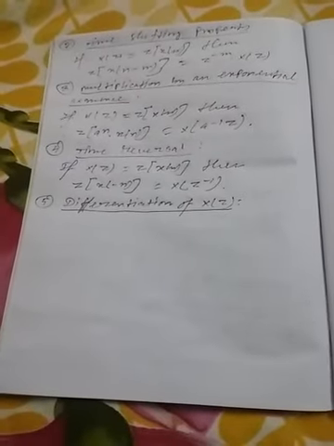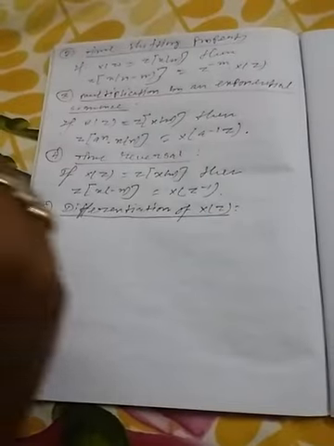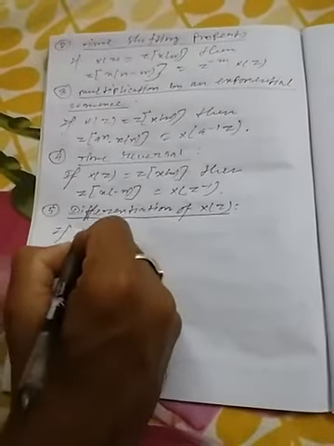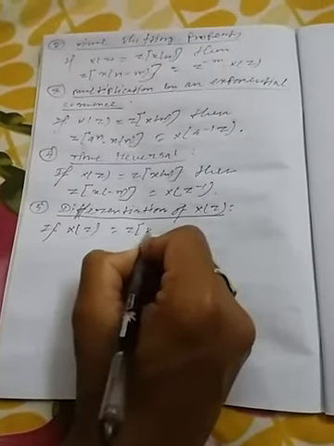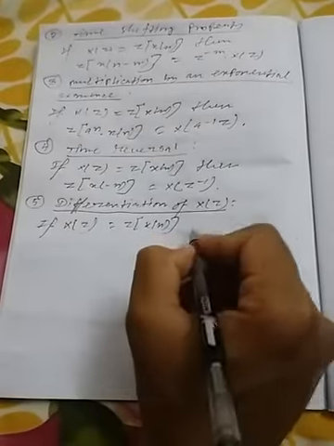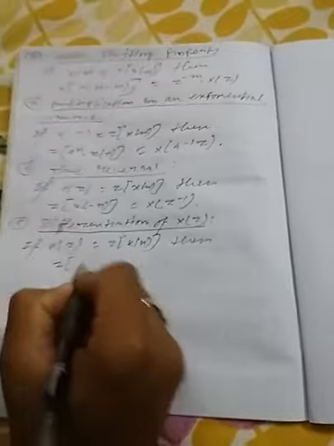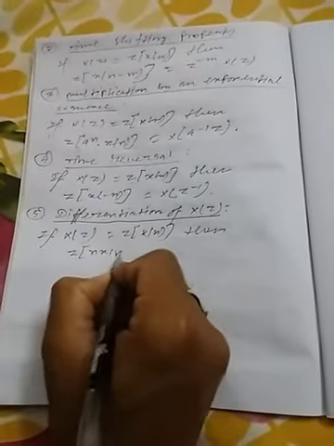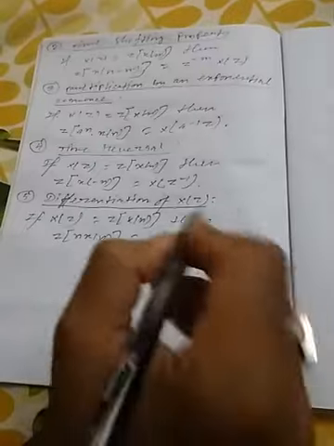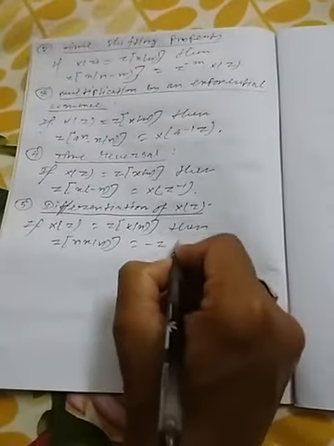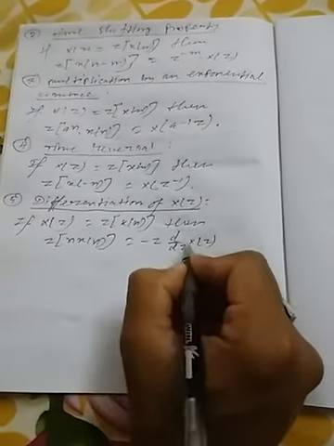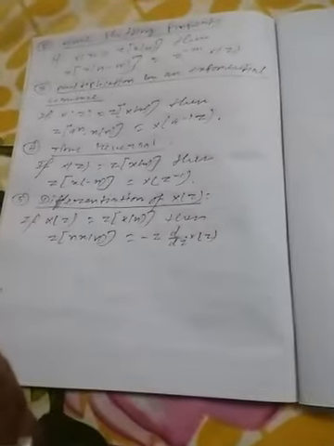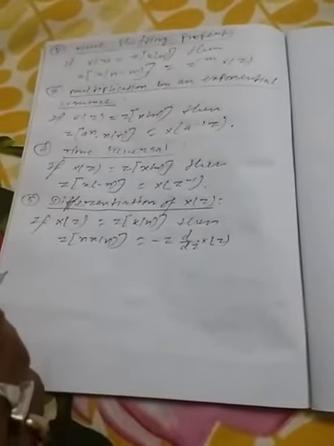Now the differentiation property of X(z). The property is: if X(z) is equal to the Z transform of any sequence x(n), then the Z transform of n into x(n) is equal to minus z d/dz of X(z). Yes, so this is the differentiation property of the Z transform.